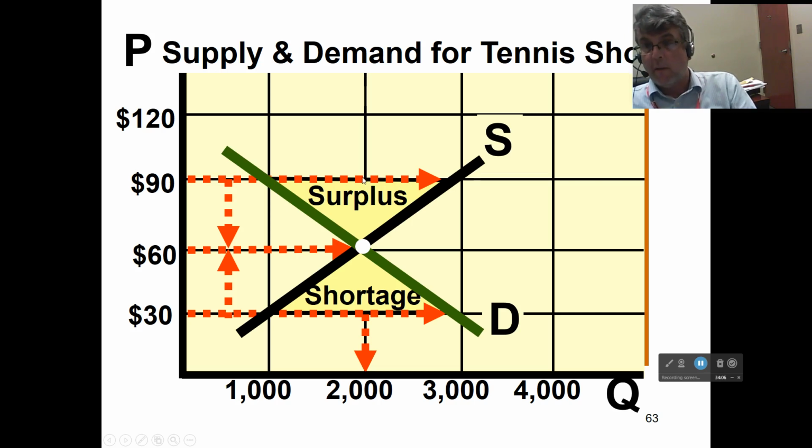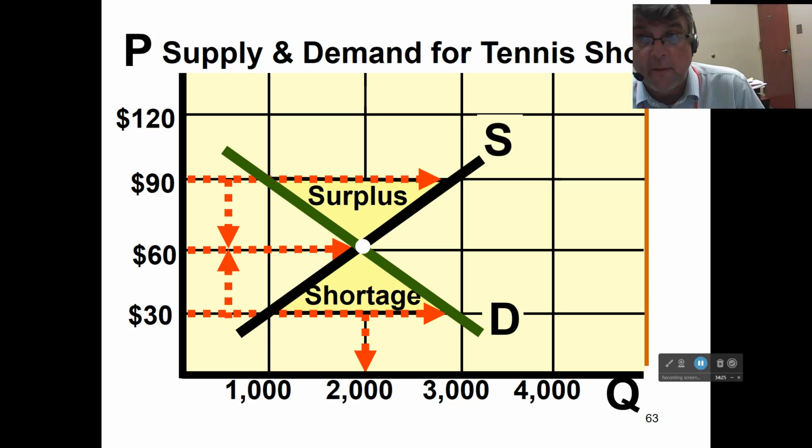That would leave a surplus of 2,000 shoes. So Nike would be putting out 3,000 pairs of shoes every month, but only selling 1,000 of them. They'd be stacking up in the warehouse. There's no buyers for them at a price of $90.